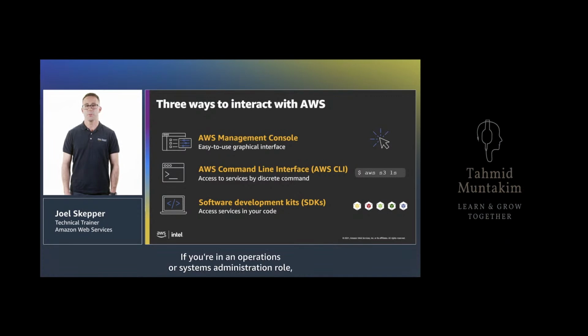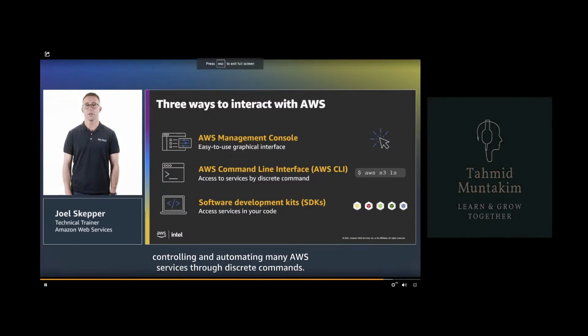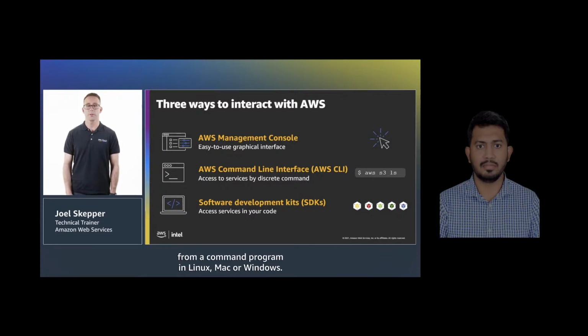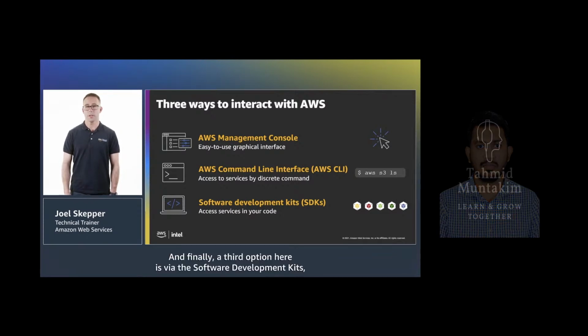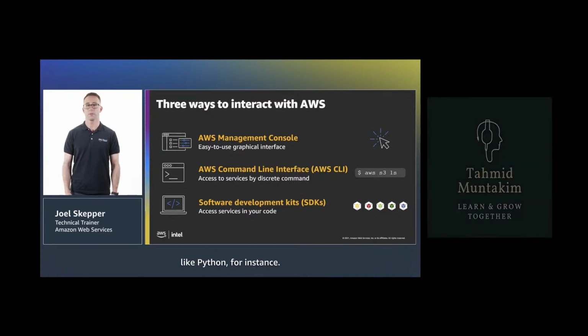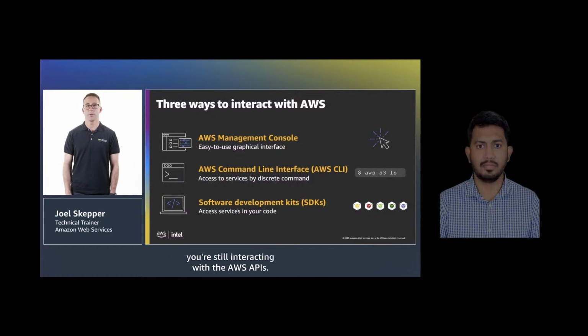If you're in an operations or systems administration role, you may want to use the AWS Command Line Interface, or CLI. The CLI is a unified tool for managing, controlling, and automating many AWS services through discrete commands. The CLI provides a suite of utilities that can be launched from a command program in Linux, Mac, or Windows. And finally, our third option here is via the Software Development Kits, or SDKs, which let you access AWS services through your code or applications using a number of familiar programming languages, like Python, for instance. One thing each of these methods has in common is that no matter which way you choose to access AWS services, you're still interacting with the AWS APIs.